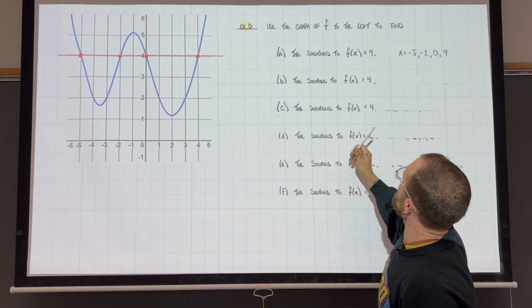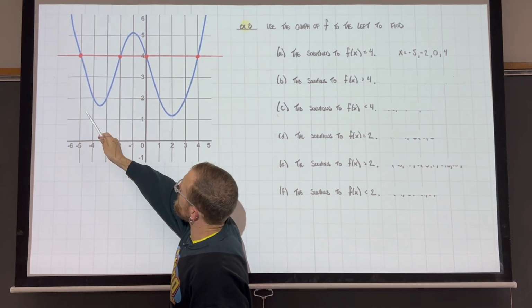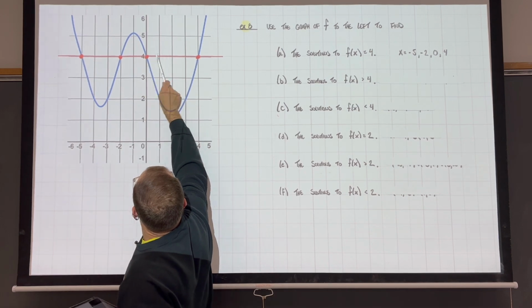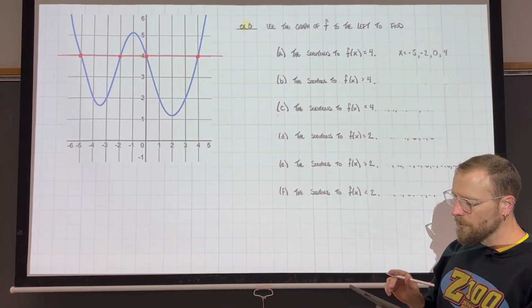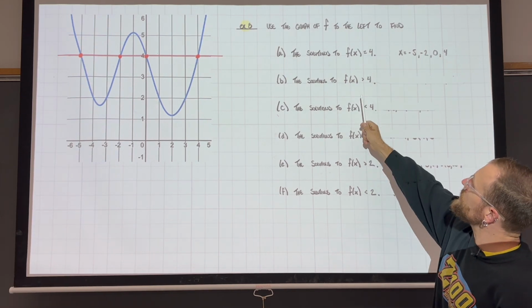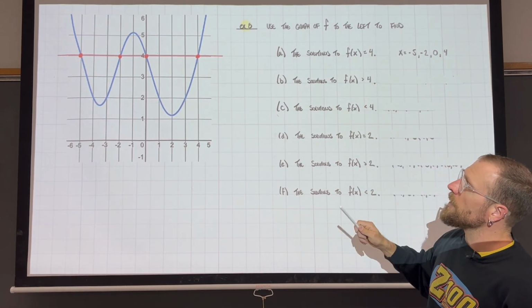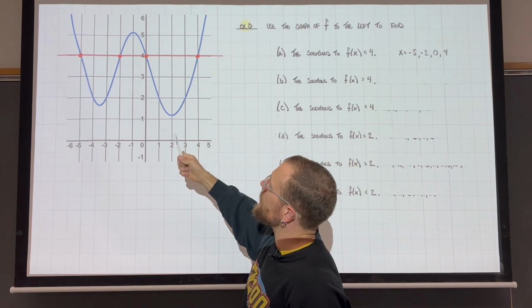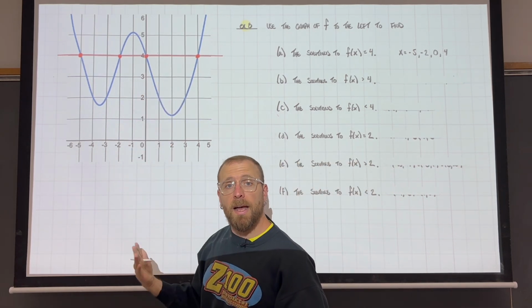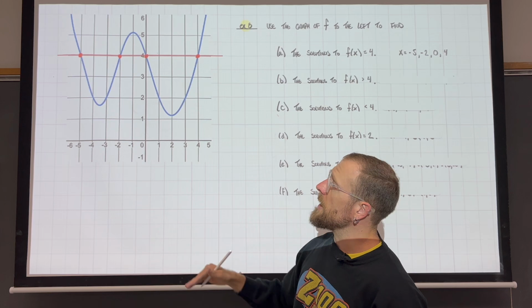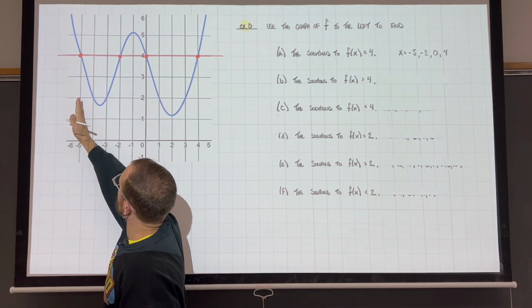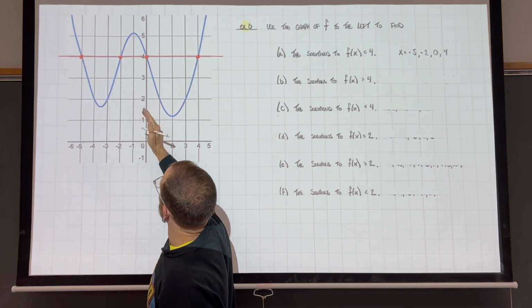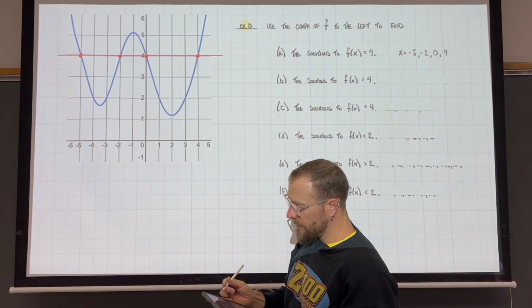They are at -5, -2, 0, and 4. Okay, those are the x coordinates of those points. The y coordinates are 4. And what are the solutions to f of x greater than 4? Well, this is just asking when is the graph above that line that I just drew, that line y equals 4. Well, it's all the points from -∞ to -5, from -2 to 0, and from 4 to infinity.